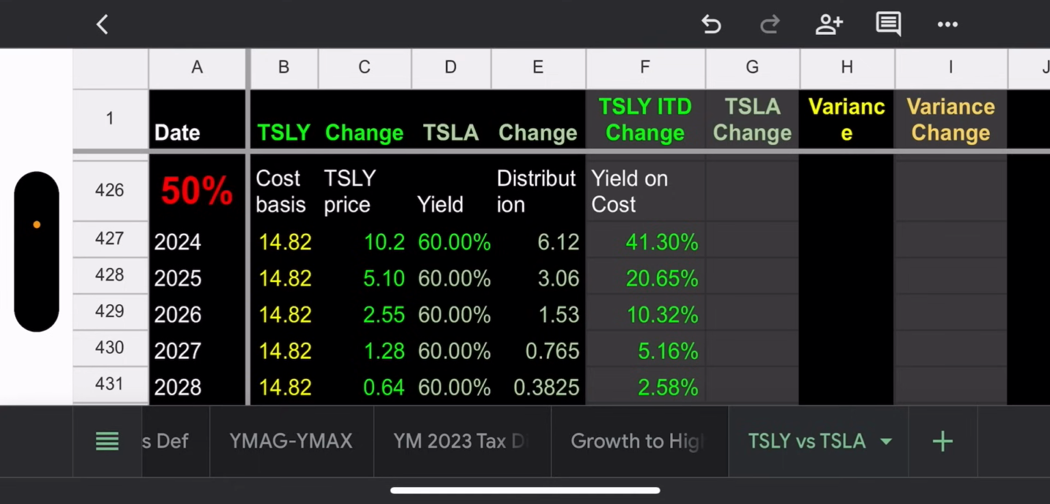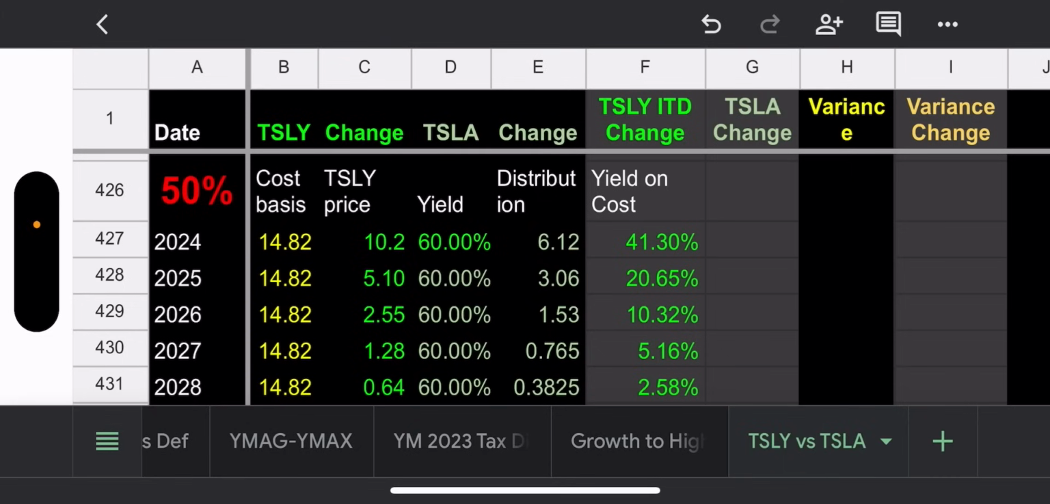But Tesley pays a 60% yield, but they pay that based on the price of 10.20. Now, that's a distribution of 6/12. So, based on that distribution, what is my yield? My yield on cost is 41%. That's very respectable. It's not 60%, but it's 41. 41, not bad. But over the year, if Tesley goes down 50%, guess what?